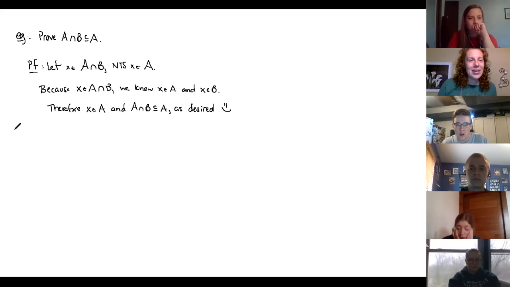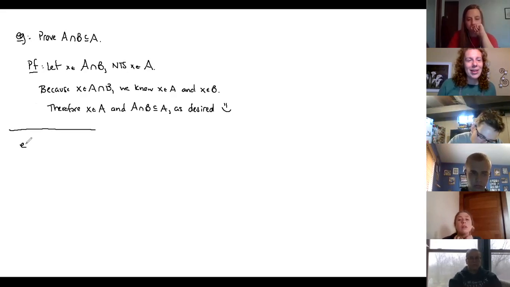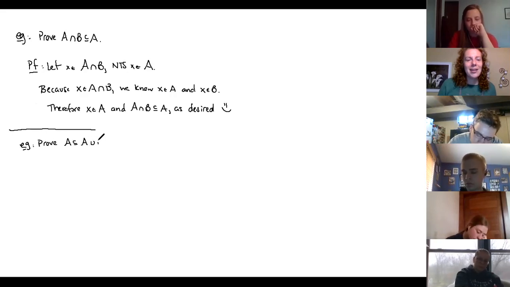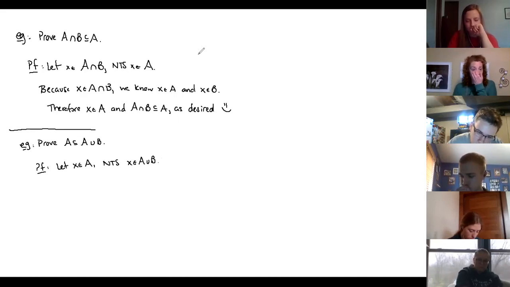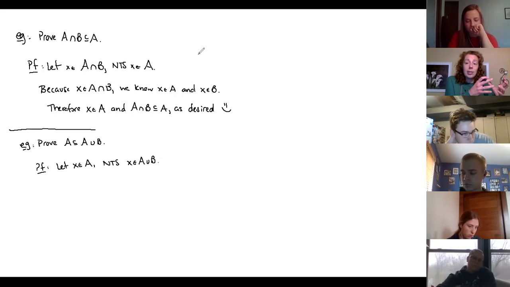Okay, then how about this one? Marginally harder, not super hard yet. For example, prove that A is a subset of A union B. So here's my proof. We want to let X live in capital A, and then I need to show that X lives in capital A union capital B. So we're starting with an element that lives in the left side, the smaller set, what we're trying to show, and we need to show that element lives in the right side.